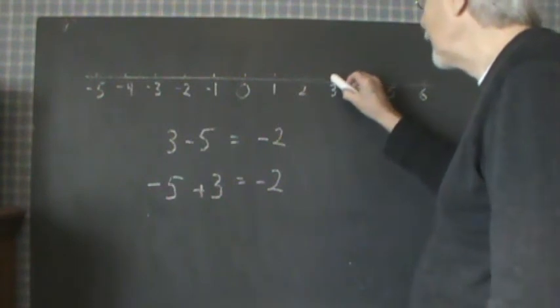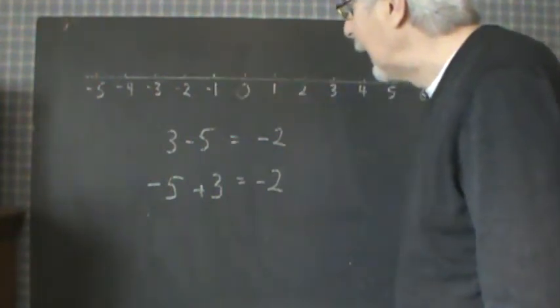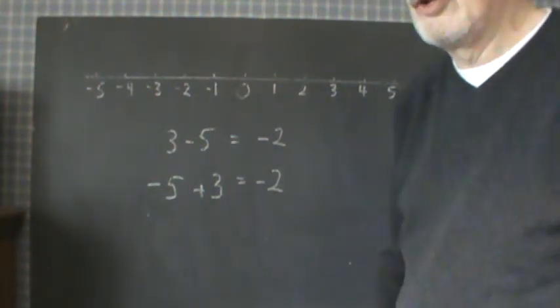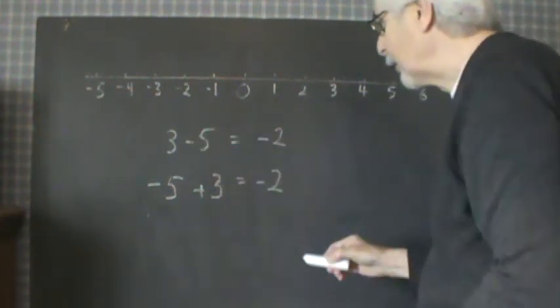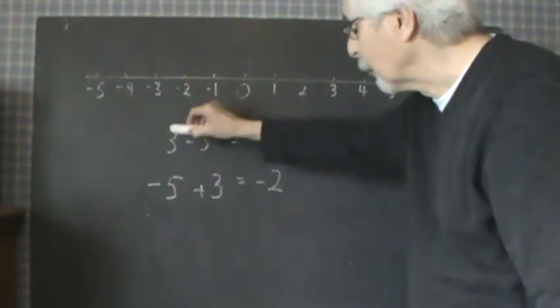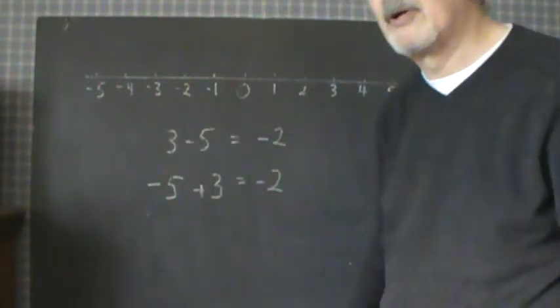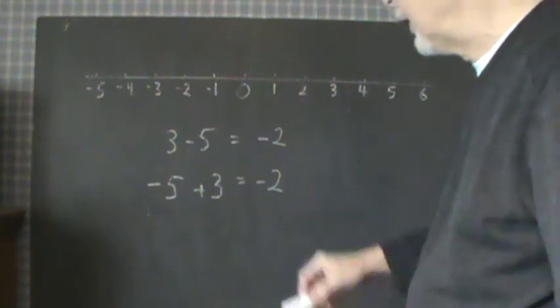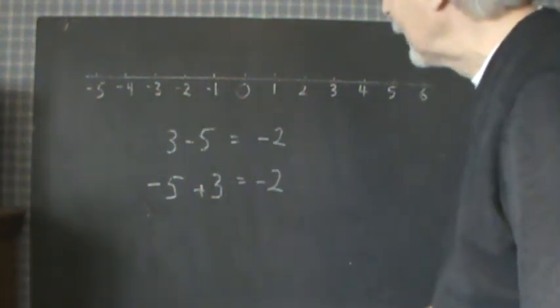So on the thermometer, here's 3. We're going to go down 5. 1, 2, 3, 4, 5. And we've ended up at -2. And I can reverse the order. It really doesn't matter whether I write the 3 first and then the -5 second. That's a +3. I can put a plus there. We usually don't put the plus when it's the number that we're starting with.